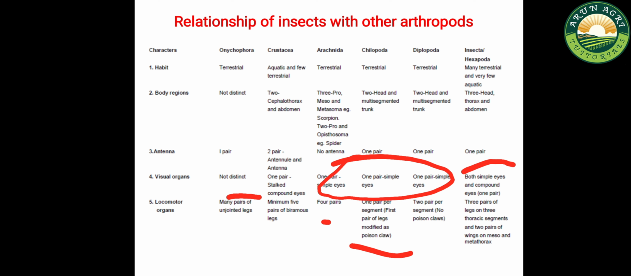And in case of insects, there are totally three thoracic segments: prothorax, mesothorax, and metathorax. Each has one pair of legs. Okay, and insects are the only invertebrates to have wings, especially functional wings, which are present on the meso- and metathorax.